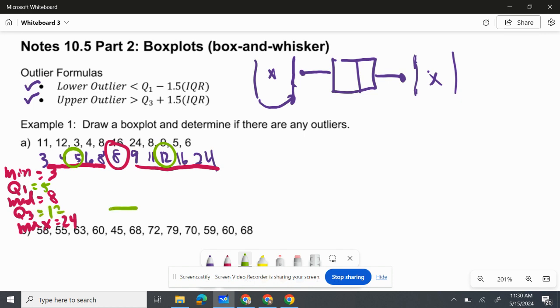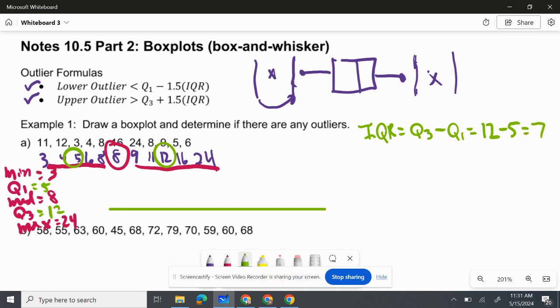We're going to draw our number line. And before we graph it, we're going to find our outliers. So let's start off with our IQR. Our IQR is Q3 minus Q1, and in this case it would be 12 minus 5, which is 7. In order to find our lower outlier, sometimes we say lower outlier, sometimes outlier with a subscript of L. Either one is fine.